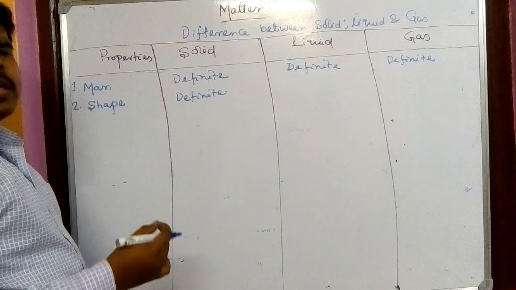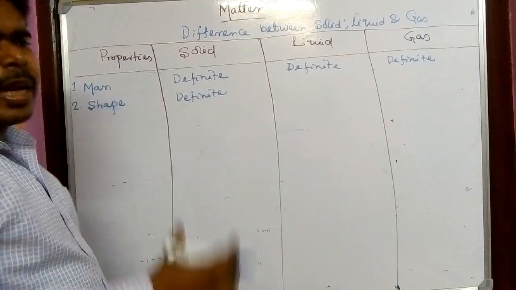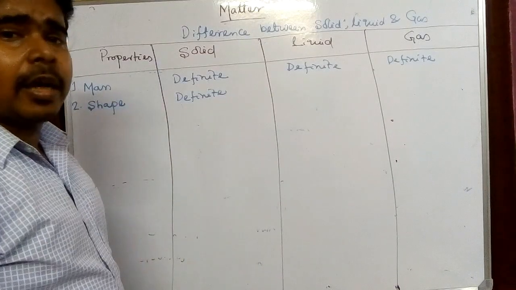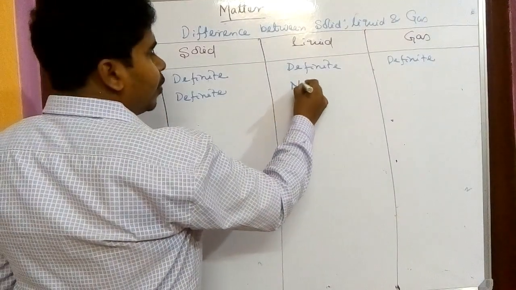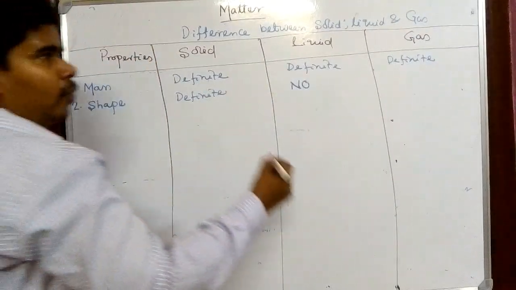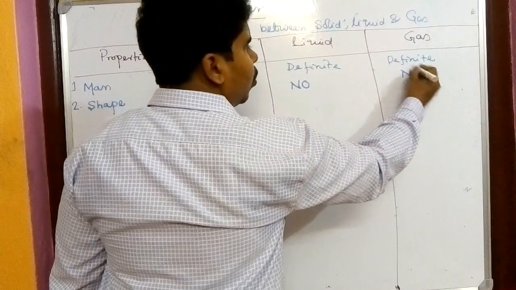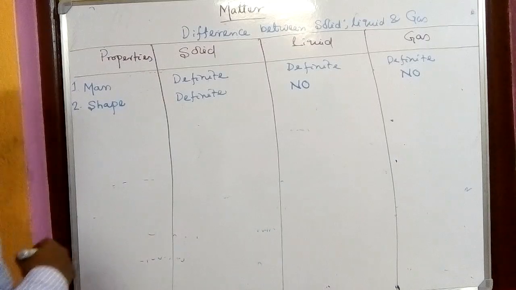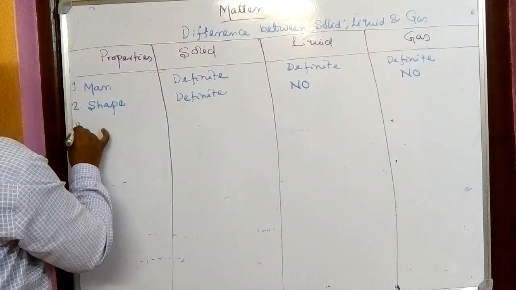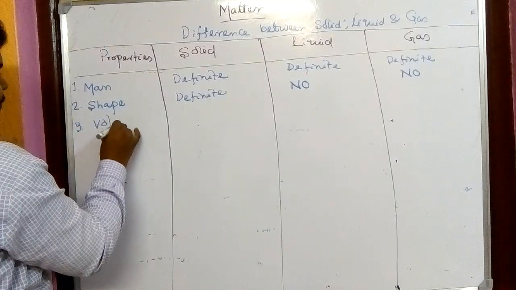We know that it does not have a definite shape. It will take the shape of the container where it is kept. So no shape, we have written no here. For gas, there's no question about that. No shape is there for gas also. Okay, now we have to go for the next thing, that is volume.